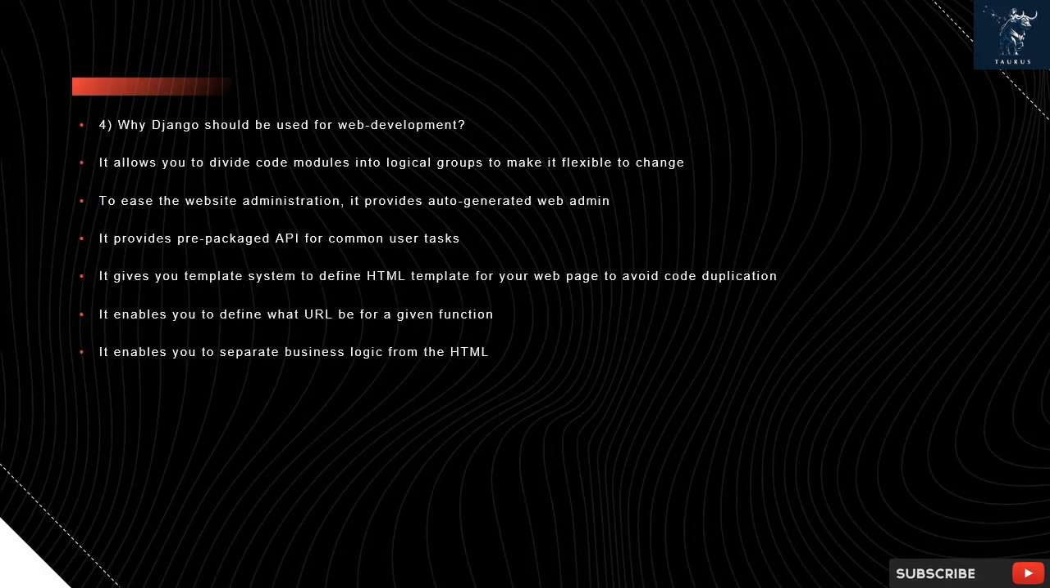4. Why Django should be used for web development. It allows you to divide code modules into logical groups to make it flexible to change and ease website administration. It provides an auto-generated web admin. It provides a pre-packaged API for common user tasks. It gives you a template system to define HTML templates for your web page to avoid code duplication. It enables you to define what the URL should be for a given function. It enables you to separate business logic from the HTML. Everything is in Python.